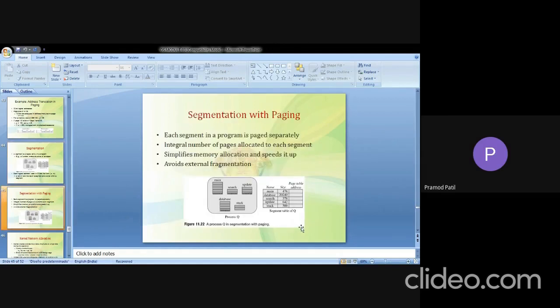Then segmentation with paging. Each segment in a program is paged separately. Segmentation with paging means how segmentation and paging are interrelated, and that's what we are going to see. Each segment in a program is paged separately. An integral number of pages is allocated to each segment. This simplifies the memory allocation, speeds it up, and avoids external fragmentation.